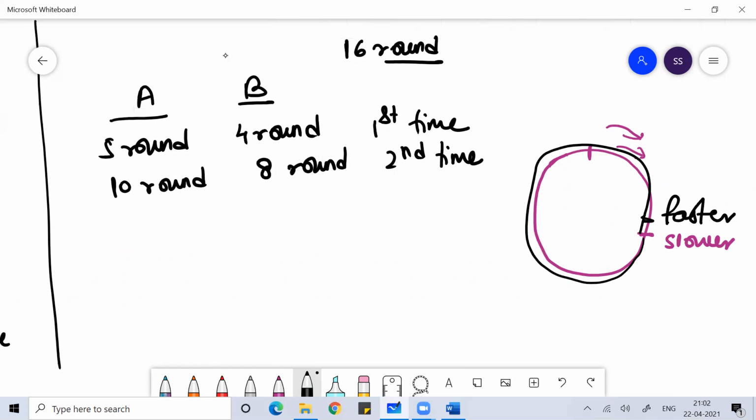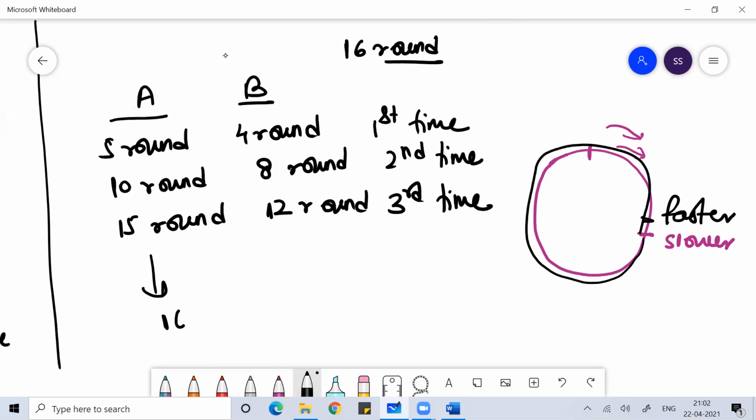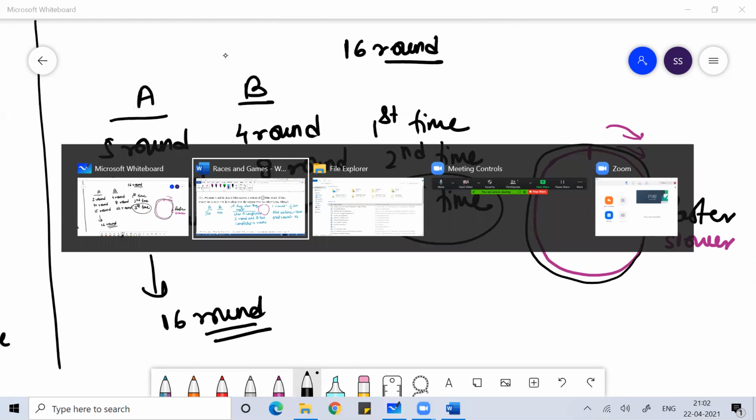So here the total they're gonna run is 16 rounds. The third time they'll meet is when A has covered 15 rounds and B has covered 12 rounds. Then probably A would complete the 16 rounds, and A would have left the race, or A would have won the race. So in total they'll meet 3 times. You can understand from this problem.